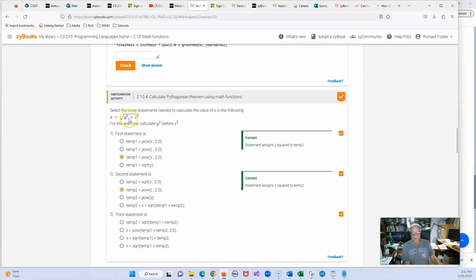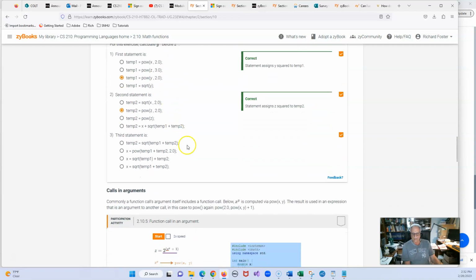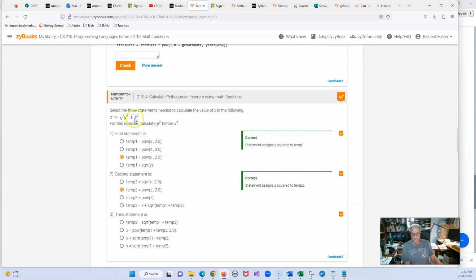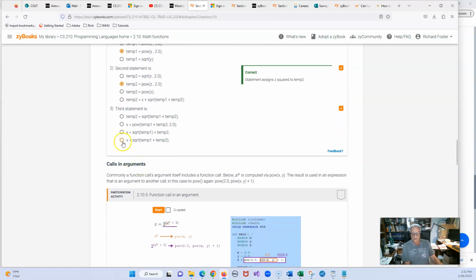So now this is basically the square root of temp1 plus temp2. Let's see if any of them have that. So x is going to be the square root. Now this wouldn't be right because it's going to do the square root of temp1 and then add temp2. So I'm going to go with the square root of the sum of temp1 and temp2, which is the sum of this here, and then get the square root.